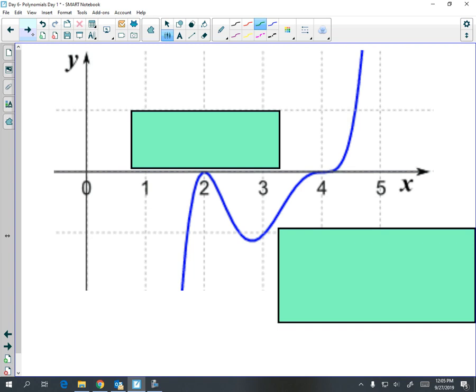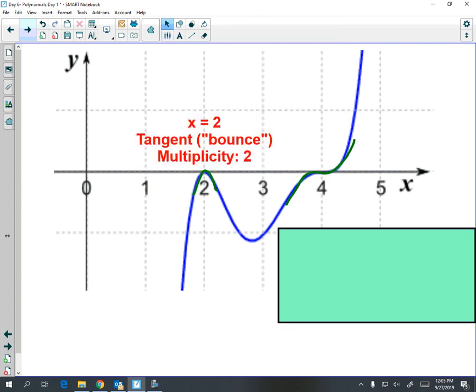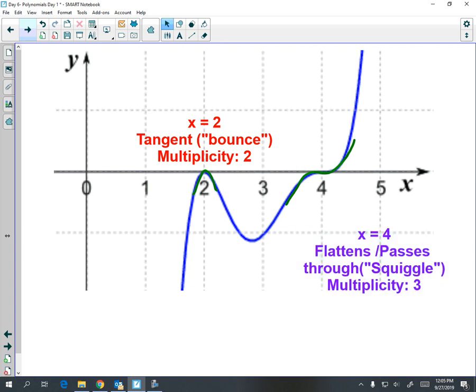Try the next one. I see two x-intercepts, a bouncer here, a squiggle there. At my first x-intercept, it is tangent. In other words, it is a bouncer. It has a multiplicity of 2. At the other one, it is a squiggle. It flattens and passes through. So it's a multiplicity of 3. Can you get what the possible equation will be?